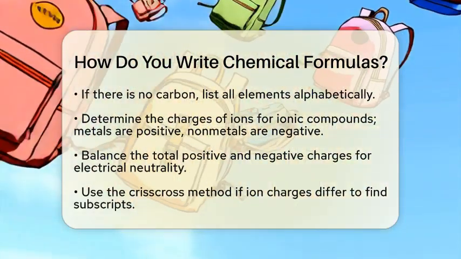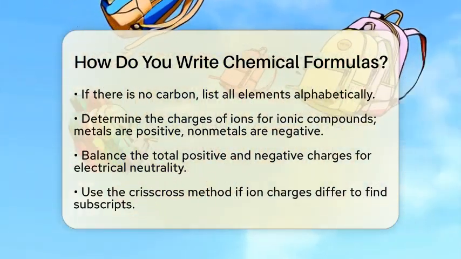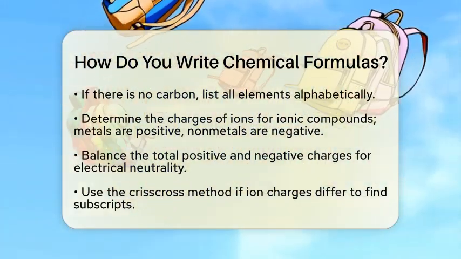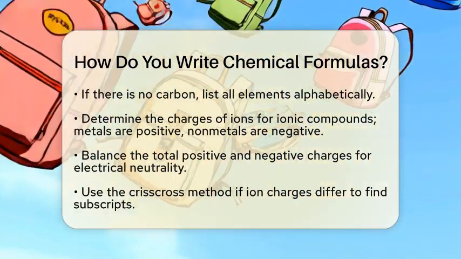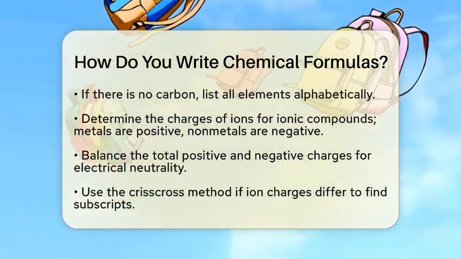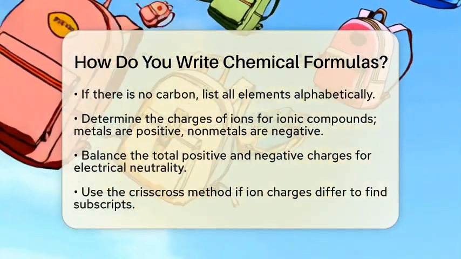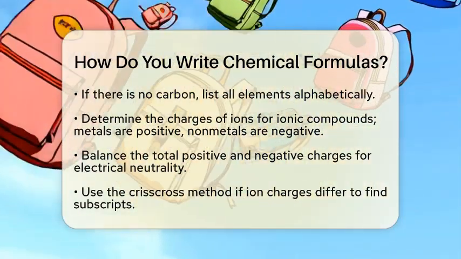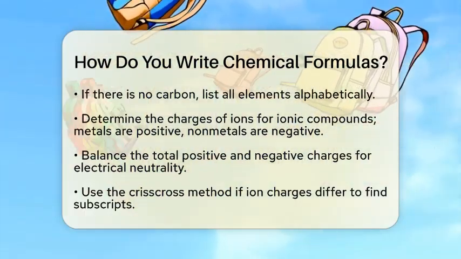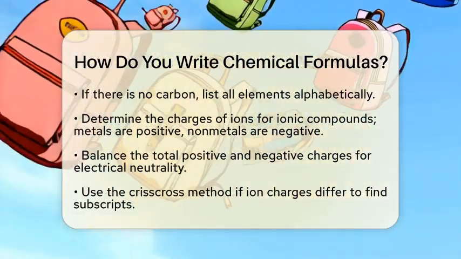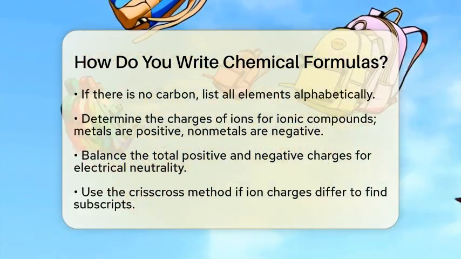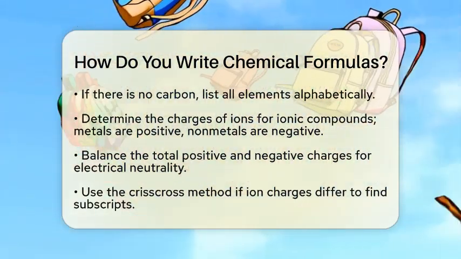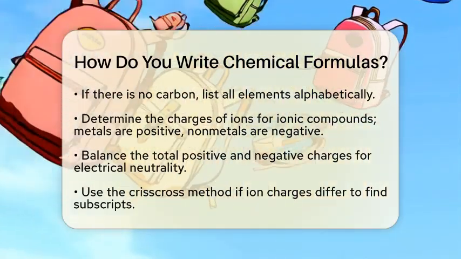Now, let's determine the charges or the number of atoms. For ionic compounds, you need to find the charge of each ion. Metals usually form positive ions, while nonmetals form negative ions. You want to balance the total positive and negative charges so that the compound is electrically neutral. For example, sodium ion and bromide ion both have charges of 1, so they combine in a 1-to-1 ratio to form sodium bromide. If you have calcium ion and sulfide ion, both have charges of 2, so they also combine in a 1-to-1 ratio to form calcium sulfide.